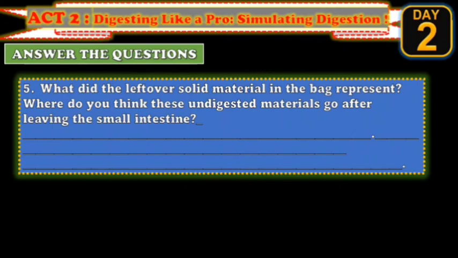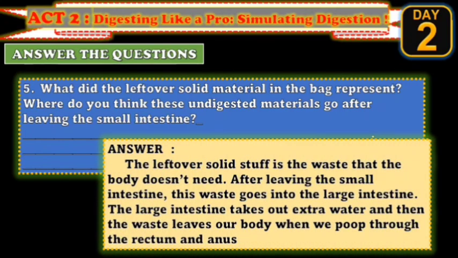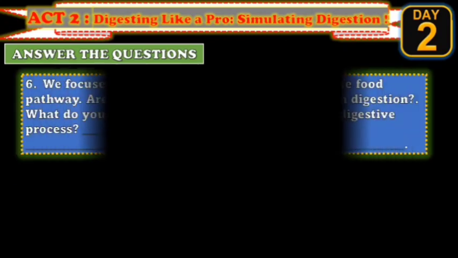Number 5 question. The possible answer is the leftover solid stuff is the waste that the body doesn't need after leaving the small intestine. This waste goes into the large intestine. The large intestine takes out extra water, and then the waste leaves our body when we poop through the rectum and anus.